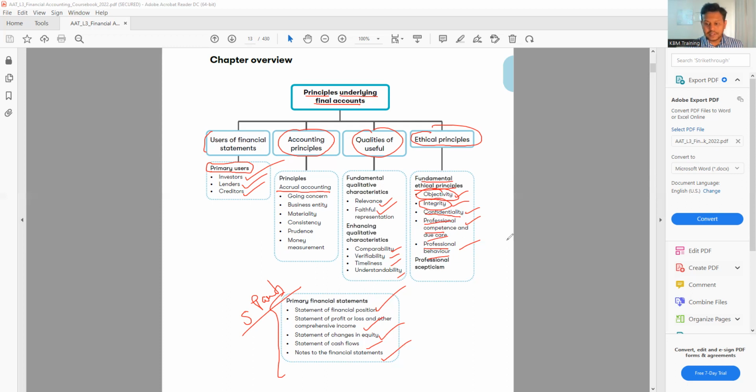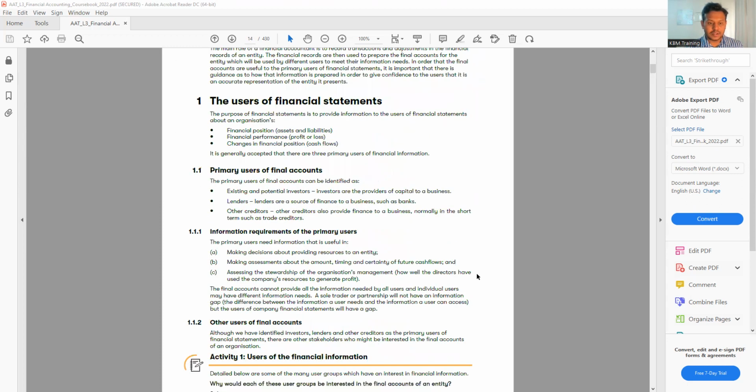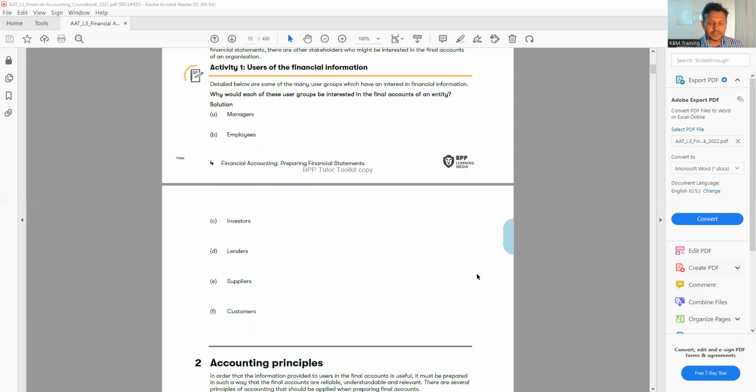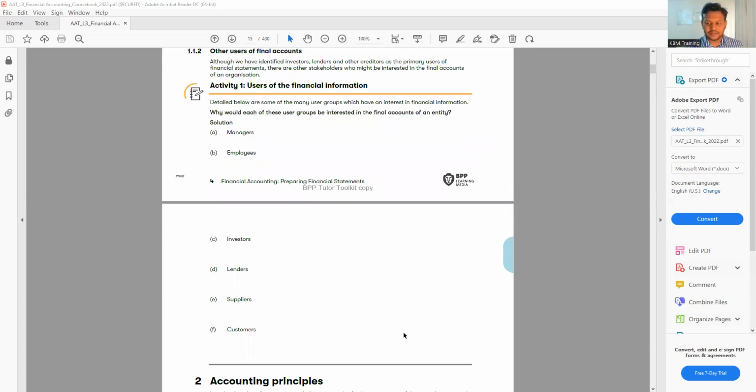All right, so let's move on to our first activity. So we have the first activity here. Activity 1, users of financial information. The users of financial information, as I said before, are the people for whom the information is important and who are relevant to the financial statement. For example, the manager. Now, obviously, why does a manager need to look at our financial statement, and what does he want to see from there?